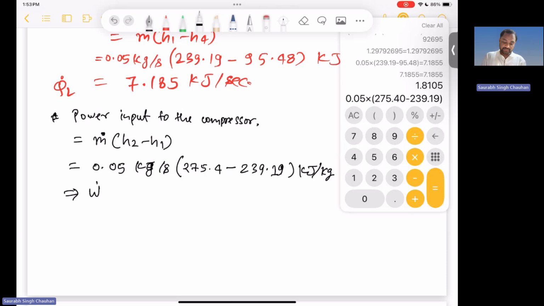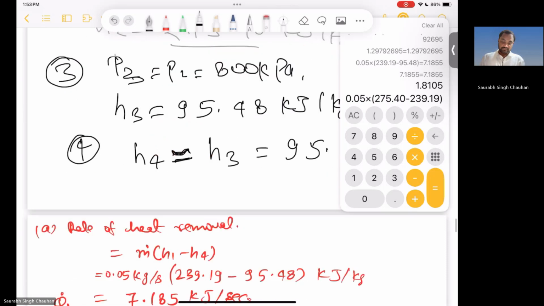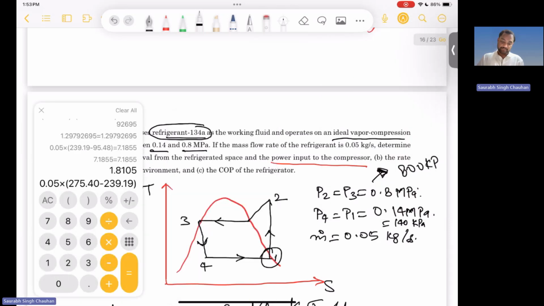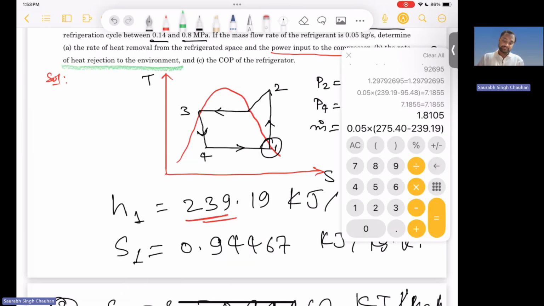So work input is 1.181 kilojoule per second. Okay. So this was asked in part A. What else is asked? Asking rate of heat rejection to the environment.